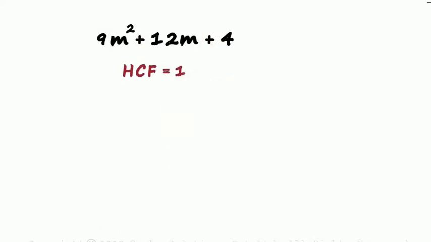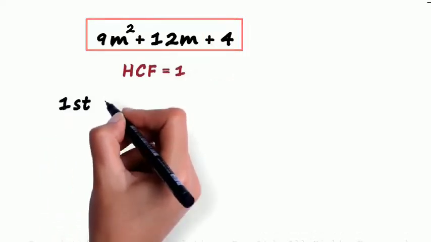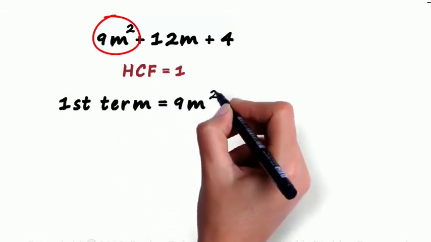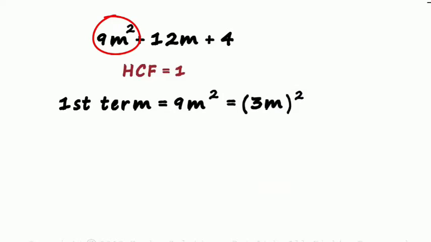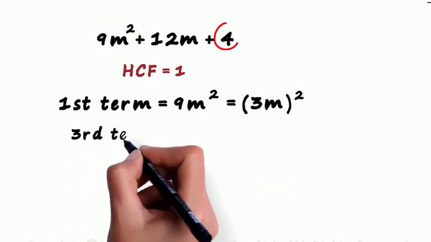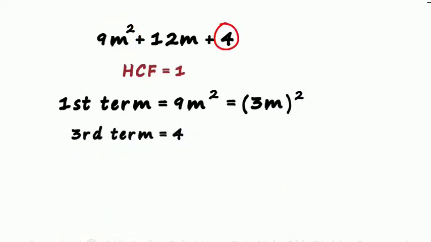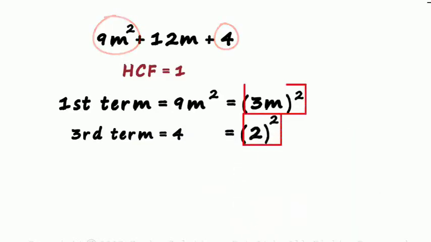We will find out the HCF. So we can see the HCF of 9, 12 and 4 is 1. The first term is 9m square, and it can be written as 3m whole square. The second term is 12m, and the third term is 4, which can be written as 2 whole square. Now 9m square is 3m whole square, and 4 is 2 whole square.